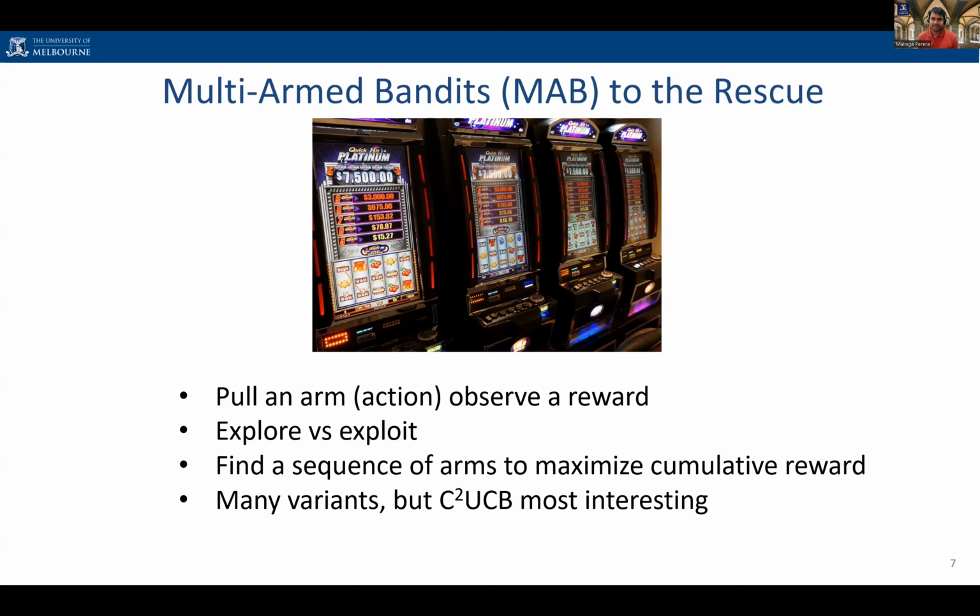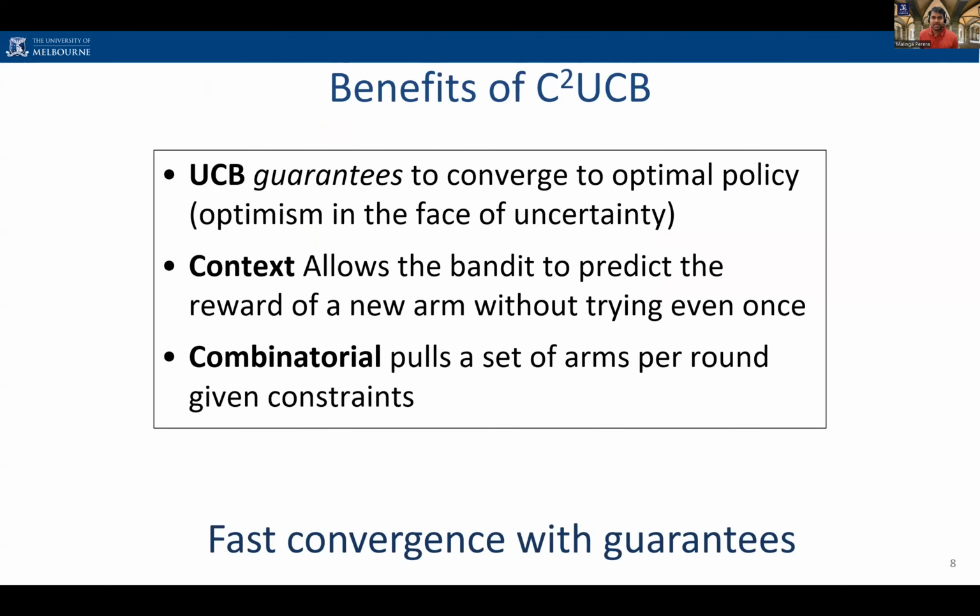What I explained is the basic MAB problem. There are many MAB variants as well. What we are interested in is the contextual and combinatorial UCB bandit variant, which in short is known as C2UCB. To understand why this variant is important to us, we need to understand three main concepts of C2UCB. C2UCB guarantees to converge to an optimal policy.